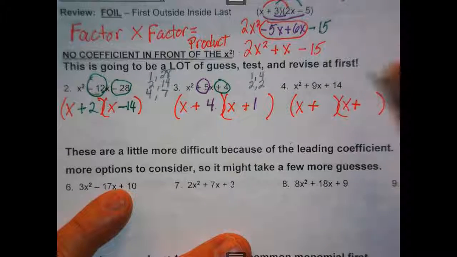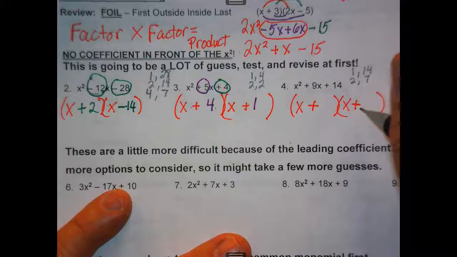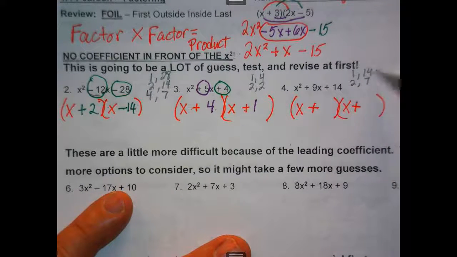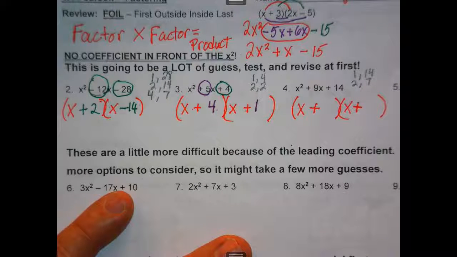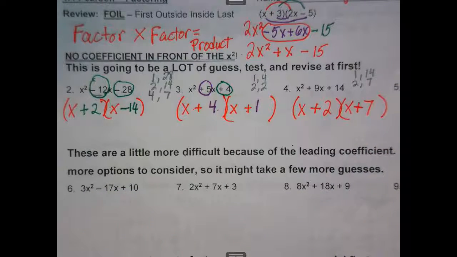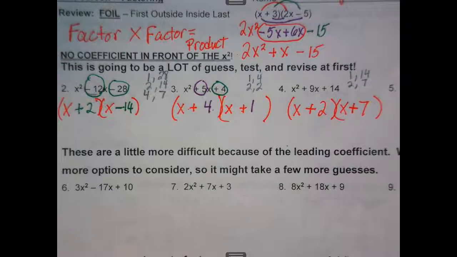Factors of 14. 1 times 14. 2 times 7. That's it, right? Since these are both positive, all I have to do is look at these, add them up. They have to add up to 9. So what are the factors? 2 and 7. That was a real easy one.